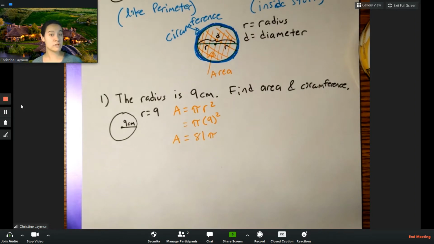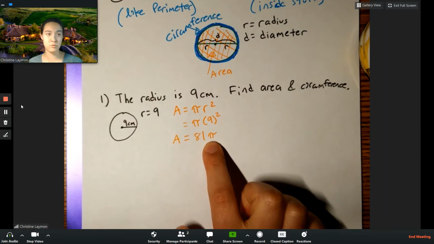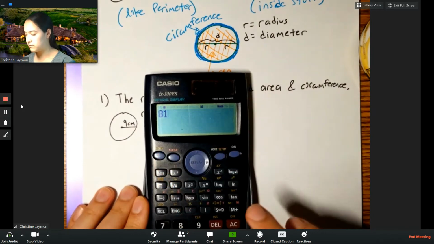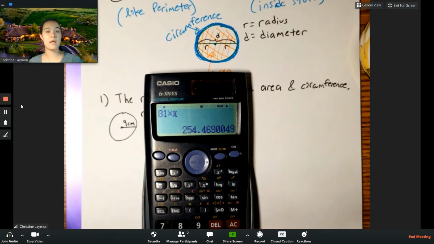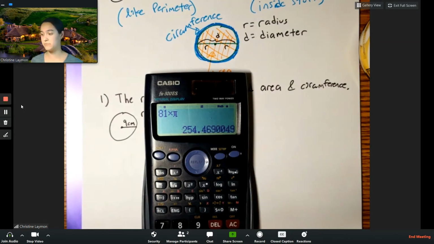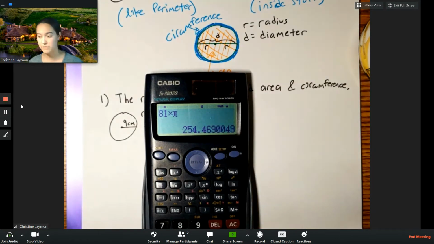If you're told to round, I'll show you what that looks like. So again, if they don't specify anything, leave your answer like this. Don't bother working with the pi. But if they say to round, you could do 81 times pi. I'm going to convert it to the decimal, and I'm going to go out probably 2 decimal places. So again, it depends on what your question asks for. If I'm asked to go out 2 decimal places, I'll go 254.47. So again, 469, that 9 rounds the 6 up to a 7.